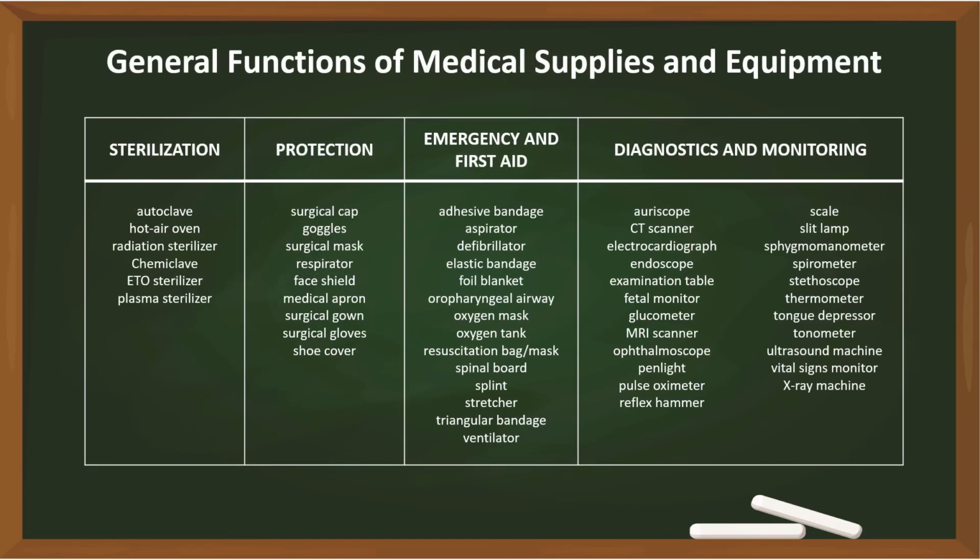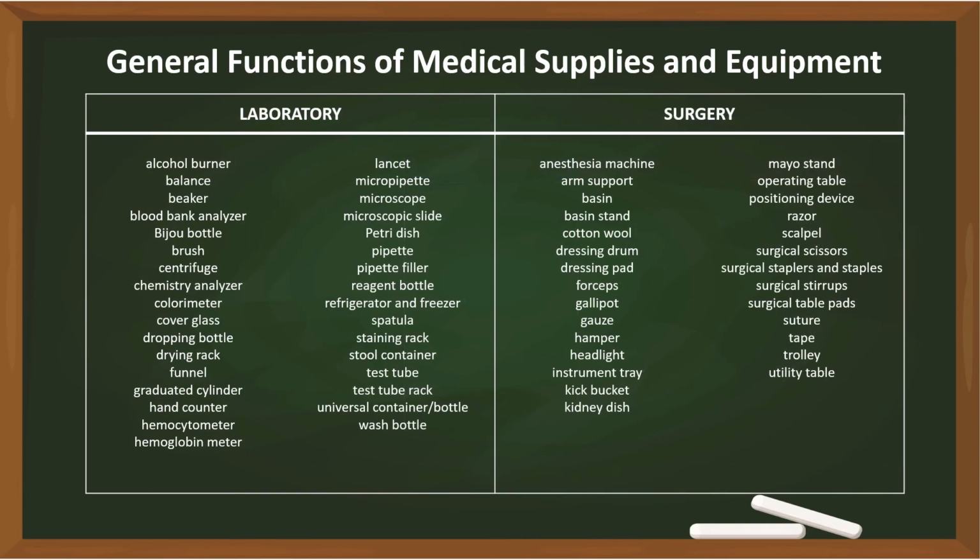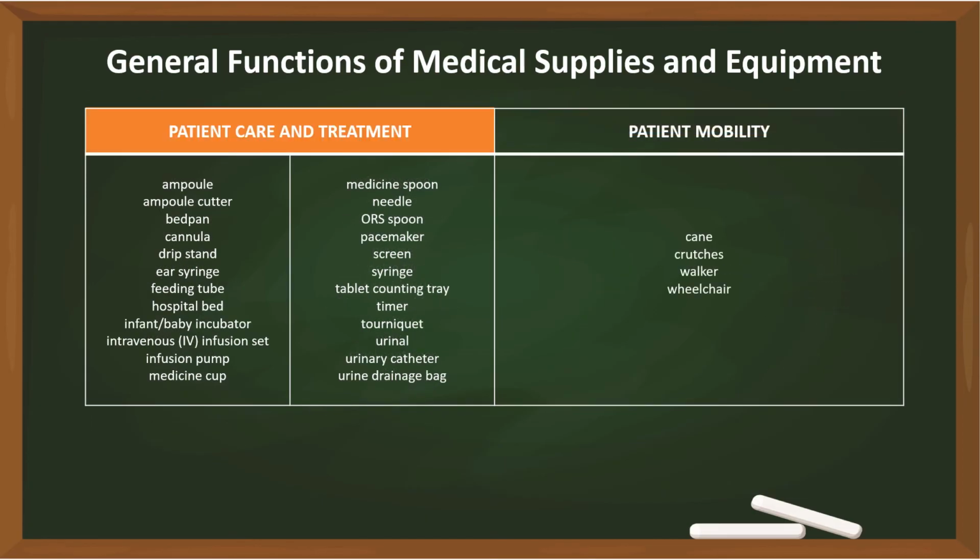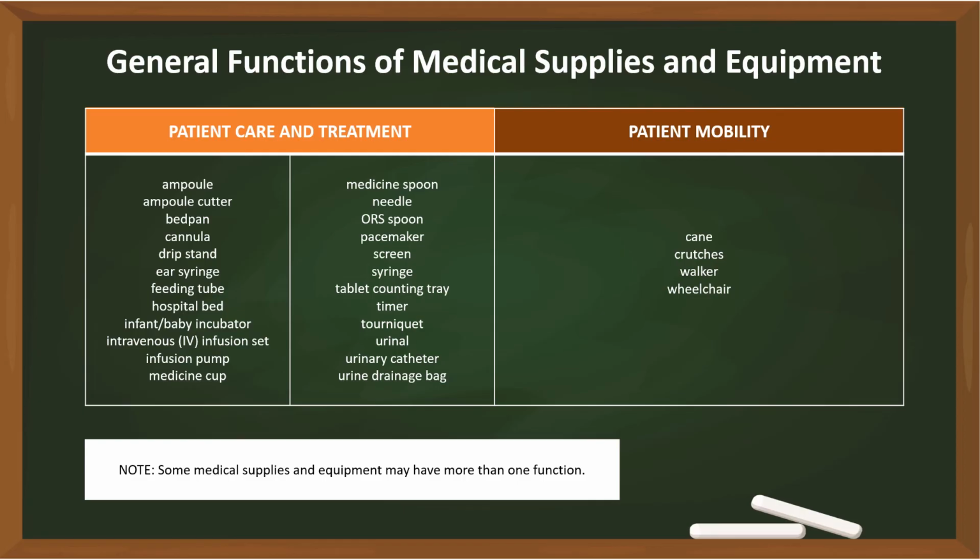Third, medical supplies and equipment can be classified according to general function. That is, they can be used for sterilization, protection, emergency and first aid, diagnostics and monitoring, laboratory testing and analysis, surgery, patient care and treatment, and patient mobility. On a final note, some medical supplies and equipment may have more than one function.